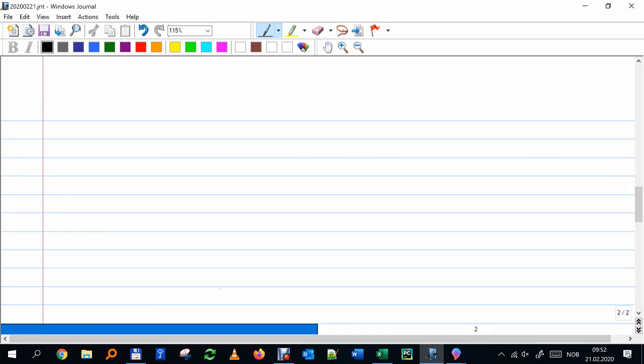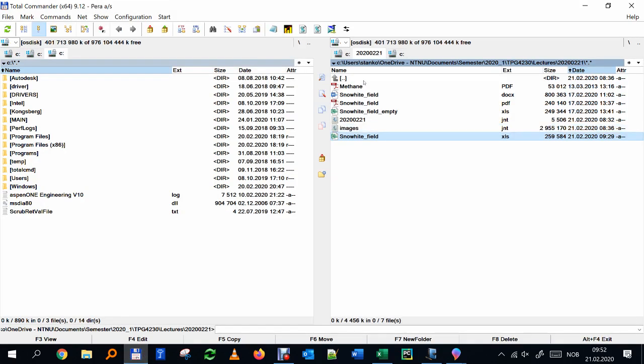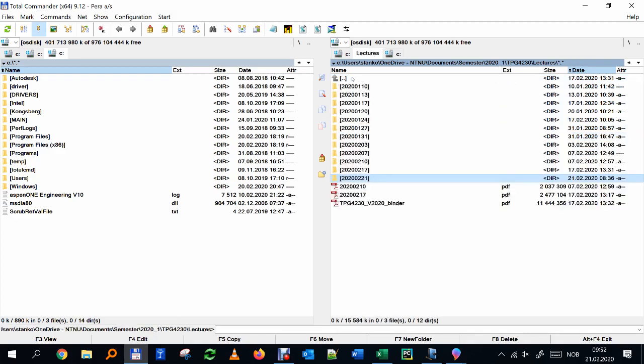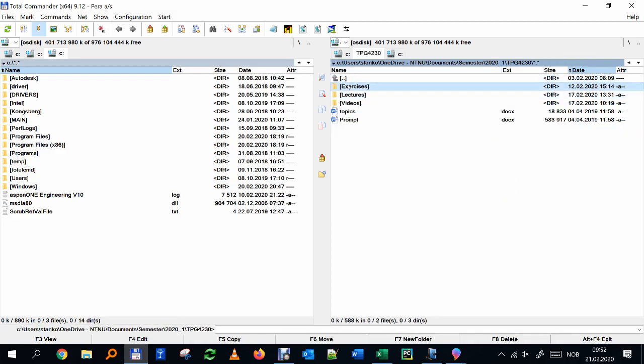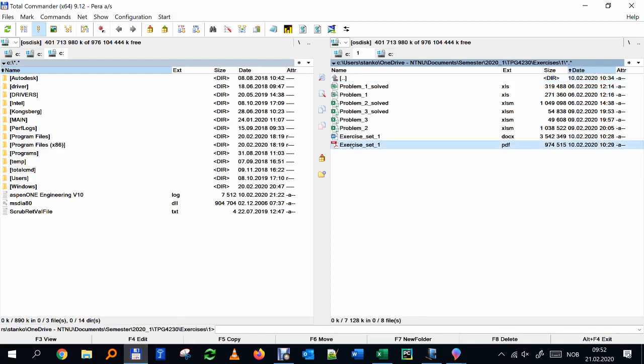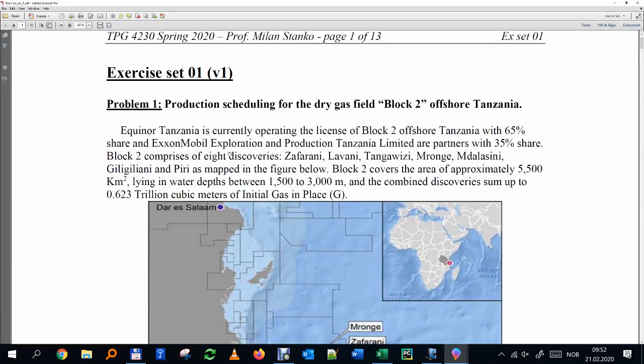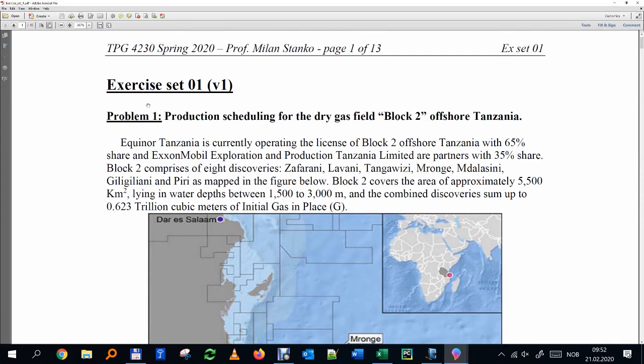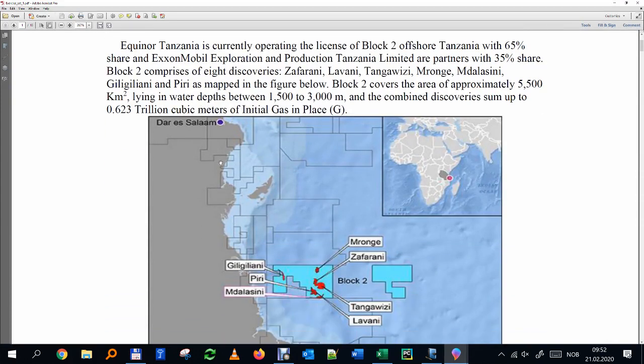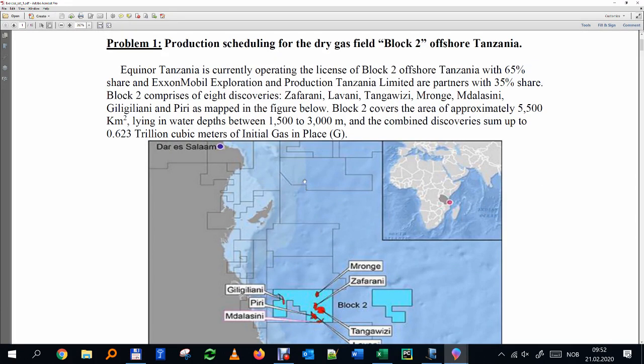Okay, so before we go to boosting now, finally, I have used almost 40 minutes for this. Let's talk a bit about exercise 1. For problem 1, I think you already have all the tools to solve this problem. It's very similar to the Snøhvit, but now it's in Tanzania.